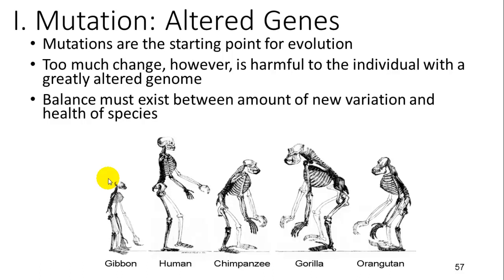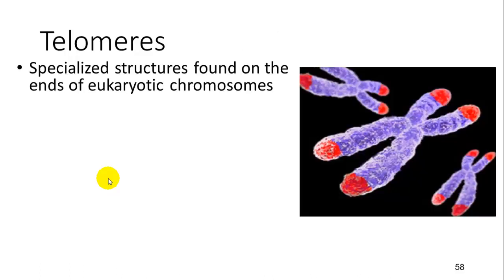Now, mutations are the starting point for evolution. A mutation can provide a novel characteristic or novel protein. Too much change or too much mutation, however, is harmful, and that person will die and be selected against. So balance must exist between the amount of new variation and the health of the species.